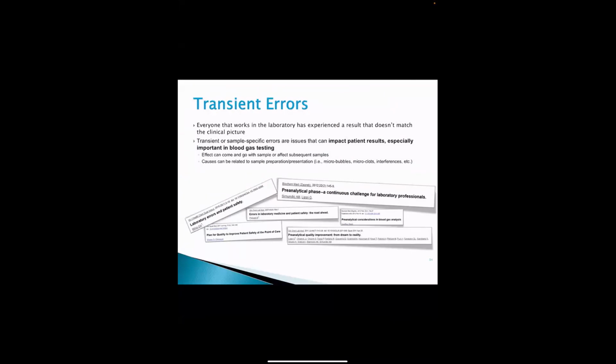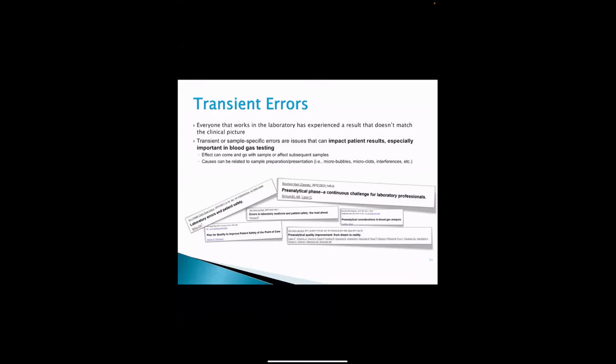So let's say you run a sample and the results don't match the clinical picture or don't pass the delta check. What do you do? You will rerun the sample again. The repeat is perfect, so you will verify these results and reject the first set of results. You just encountered a transient error. This is the norm in the laboratory, within the 95% confidence interval.